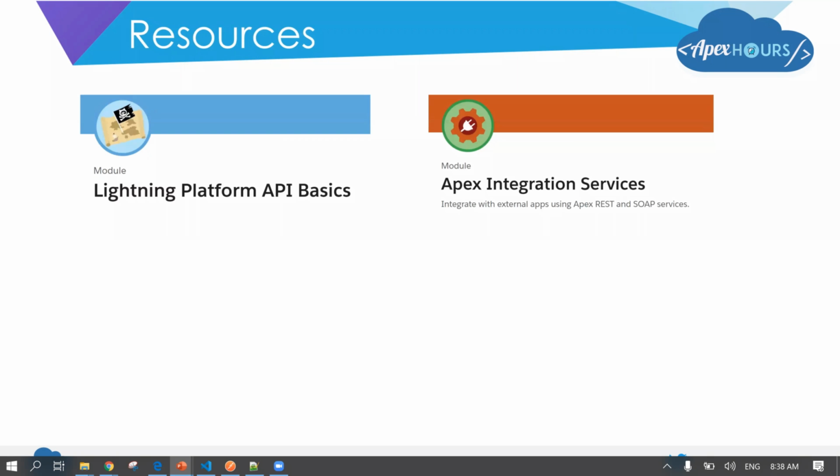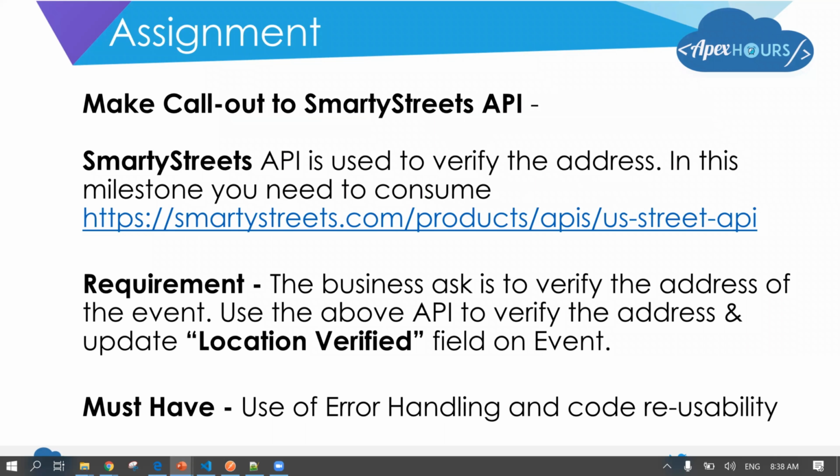What are the resources from which you can learn more? You can learn from Lightning Platform API Basics or Apex Integration Services. These are the two modules which really will give you more knowledge about it in Trailhead. But as I told you, the Apex Developer Guide is really extensive. You can go read from there if you want more knowledge, and you can get things out of it.